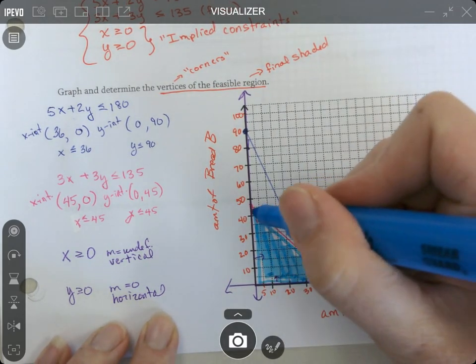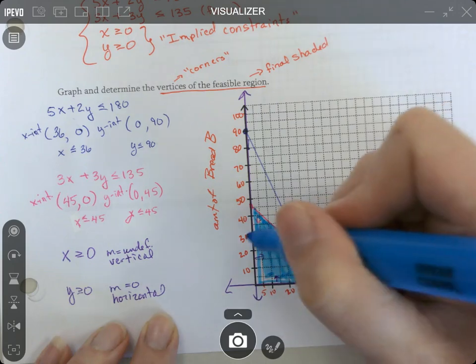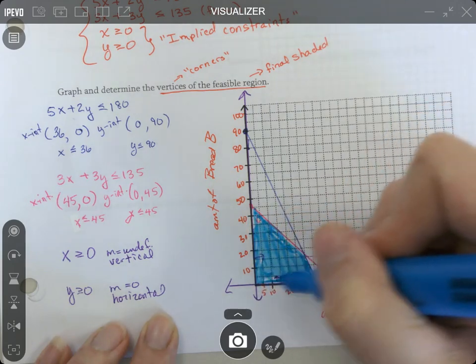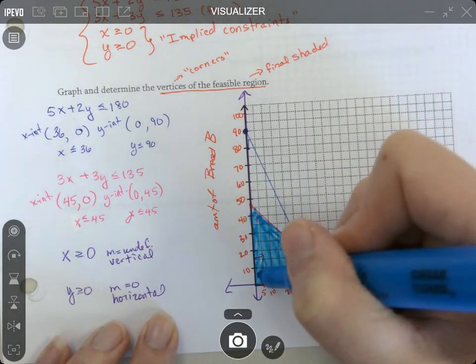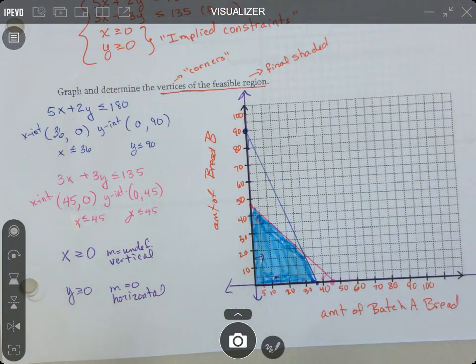Okay, don't take all day to shade. Now, the problem with using highlighters, if I mess up and pen, I'm out.